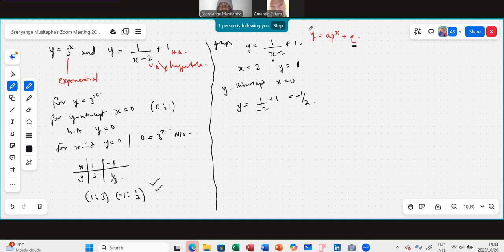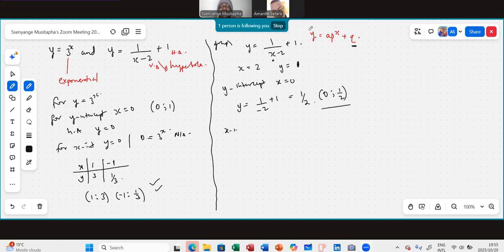Obviously, it will give me negative a half when I use a calculator, because it's negative a half plus 1. Oh, negative a half plus 1 gives me positive 1. Sorry about that. So it means positive 1 over 2. Yes, it's 1 over 2. So this means that I have x at 0 and also y at a half to pass there.